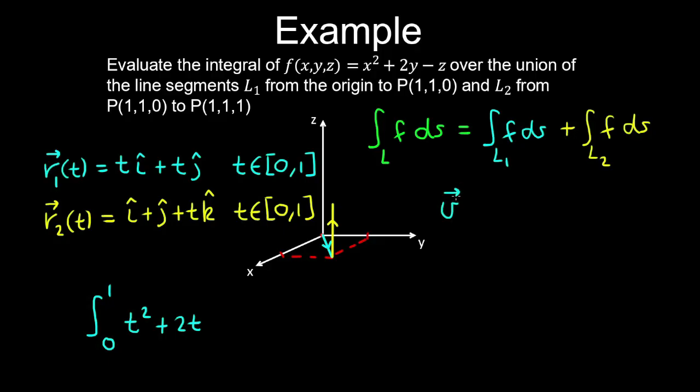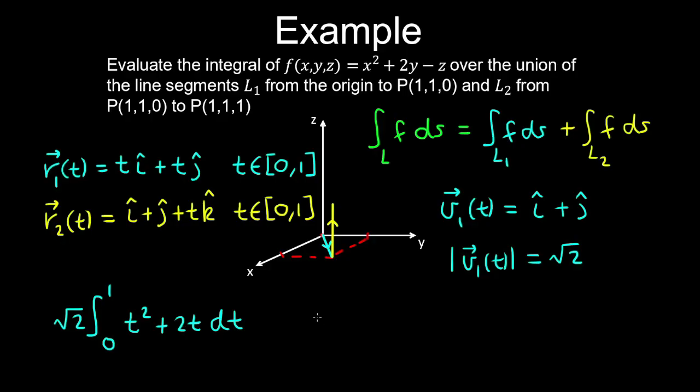differentiating the position vector. So we have v1 of t is equal to i plus j. So therefore the magnitude of v1 is the square root of 2. So we take that outside the integral because it's constant and integrate over t. And our integral over the second line segment is from t equals 0 to t equals 1. And here we have x equals 1, y equals 1, and z is equal to t.